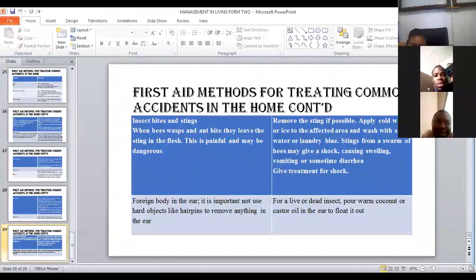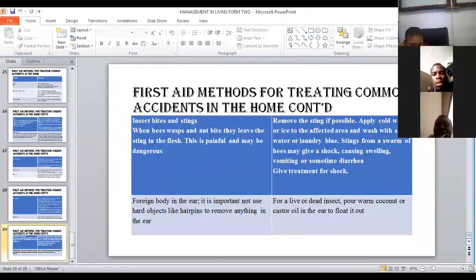So when foreign bodies enter the ear, it's important that they said if it is an insect, I've not tried this though, but that's what your syllabus is saying. You pour warm coconut oil into the ear, and then it will pass through the other side. For instance, if it is the left ear, you turn the ear upside down like this, you pour it in, and then it will come out through the other one.